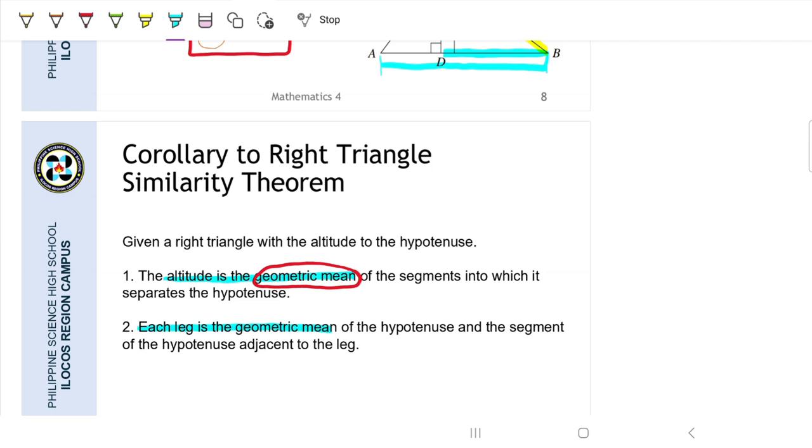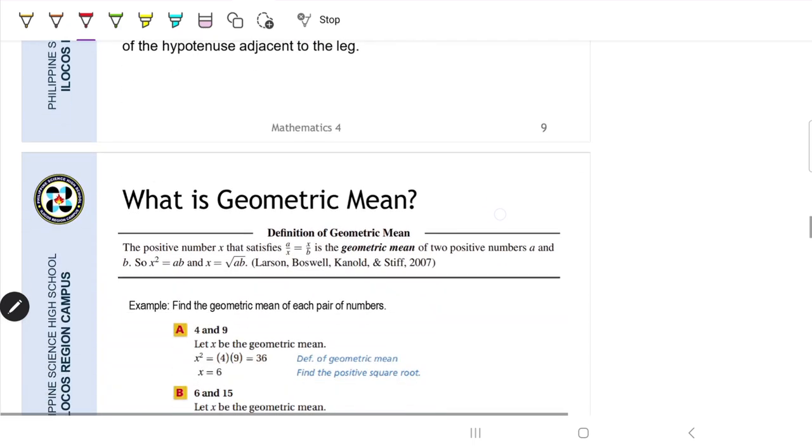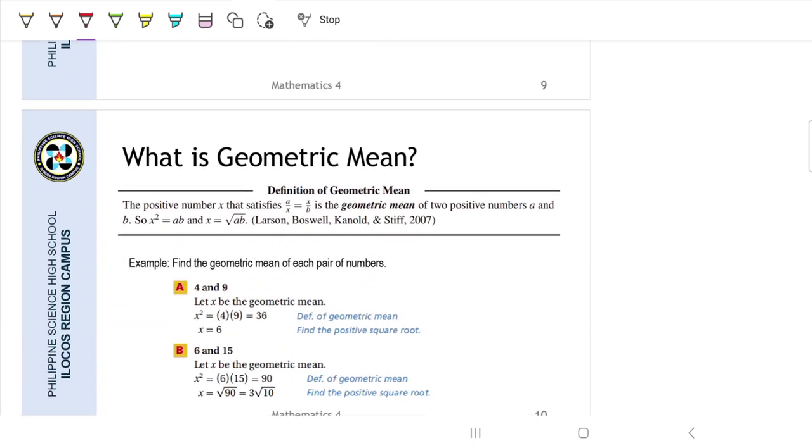Okay, but before we look at the figure, let's recall, ano ba ang geometric mean? Okay, so geometric mean is a positive number that satisfies this proportion. No? So if we are going to simplify this proportion, we can solve this as x is equal to the square root of the product of a and b.